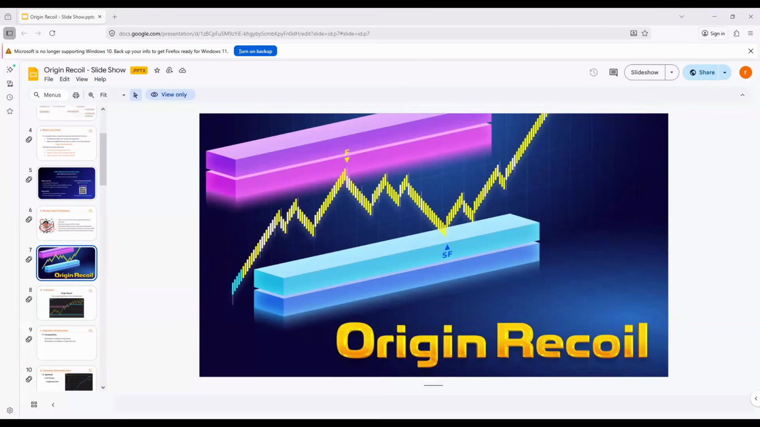We're going to be talking about this indicator, what it does, how it's different than some others, and of course, we'll be looking at live charts.